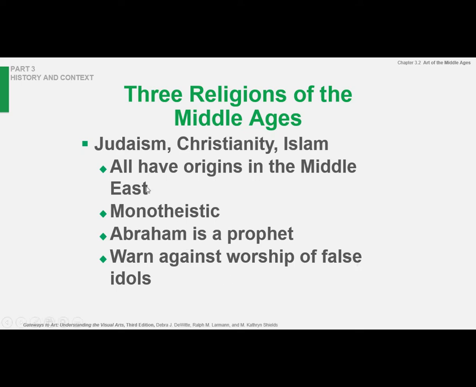Judaism, Christianity, and Islam all have origins in the Middle East. They all believe in one God. They are monotheistic. I mean, different gods, but in their own religion, they are monotheistic rather than pantheistic like the Greeks, the Egyptians, and the Romans. All three religions believe Abraham is a prophet. He factors into the religions, and all three of them warn against worship of false idols.